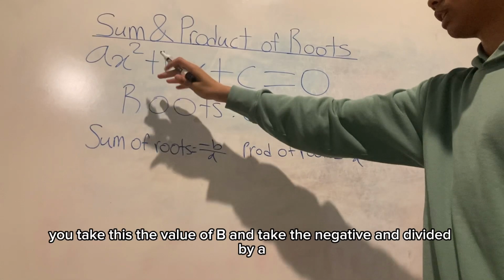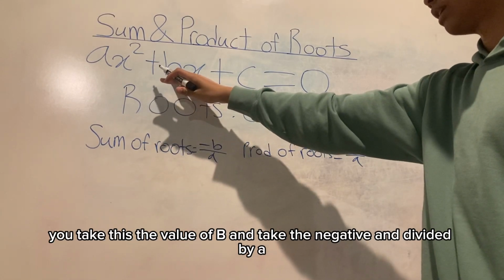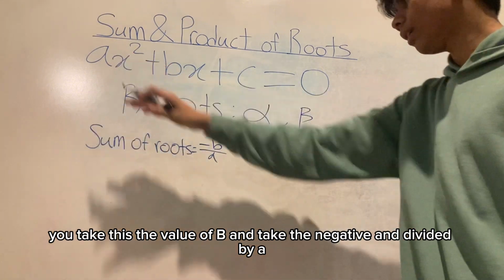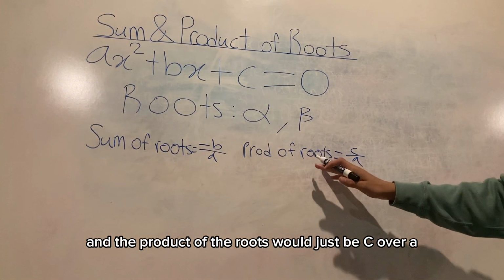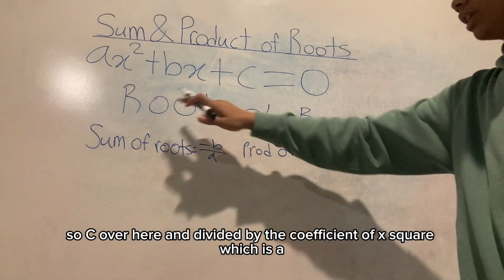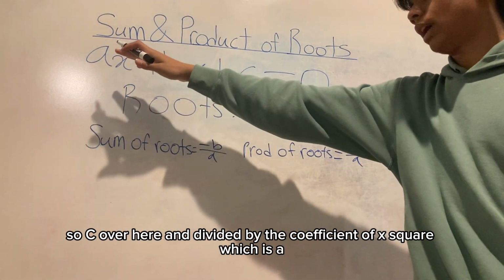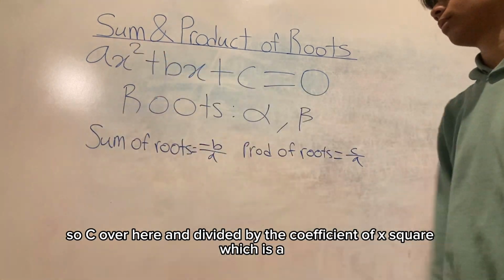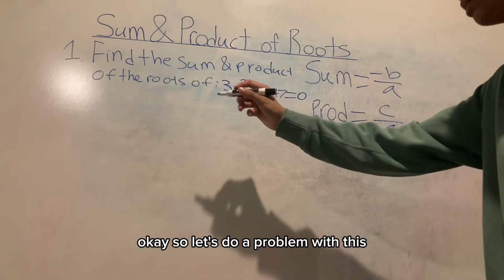In this case, you take the value of b, take the negative, and divide it by a. And the product of the roots would just be c over a. So c over here, divided by the coefficient of x squared, which is a. Okay, so let's do a problem with this.